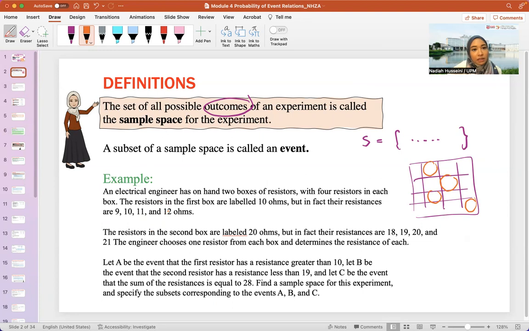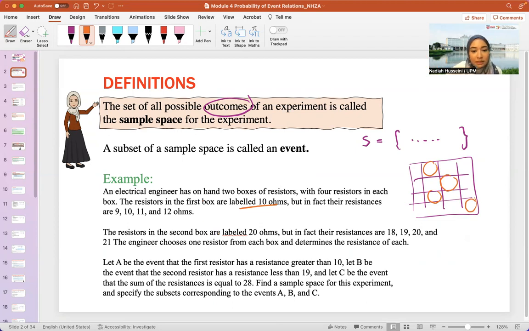Okay, here we have an example. An electrical engineer, such as myself, I used to be, has on hand 2 boxes of resistors with 4 resistors in each box. The resistors in the first box are labeled 10 ohms, but in fact the resistances are 9, 10, 11, and 12. Sometimes we declare a certain number for an item, but in reality the value is not exact, just like batteries, right?